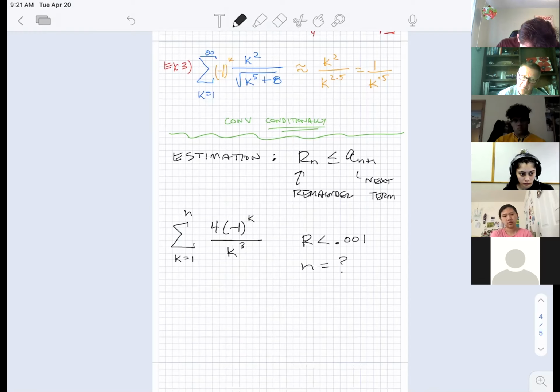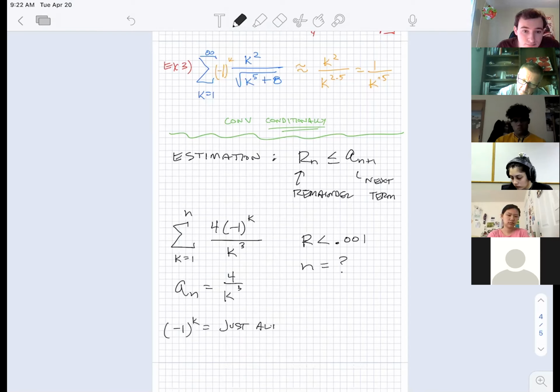Well, remember that the a_k part of this is the 4 over the k cubed part. Does that make sense? Not the -1. It's not the whole statement. That's the a_k. The -1 to the k is just causing the alternation.